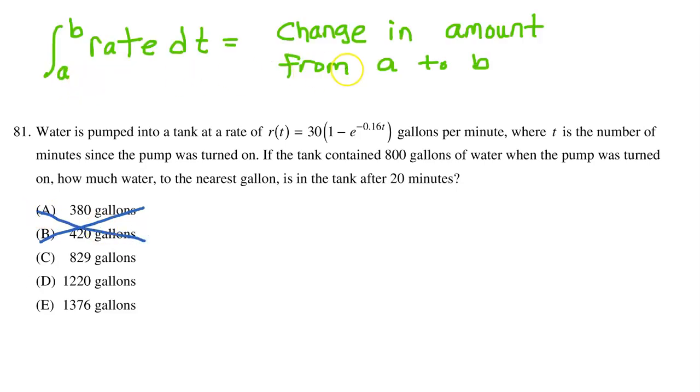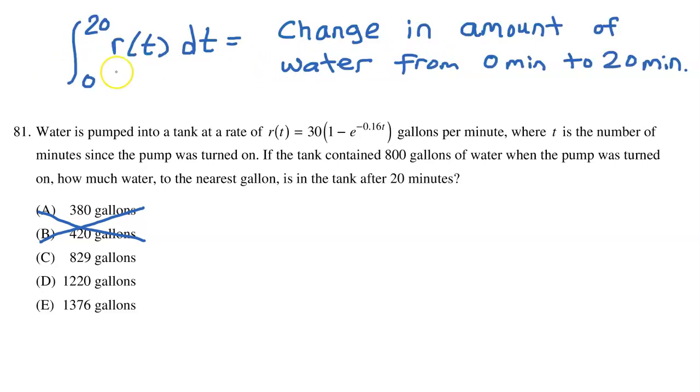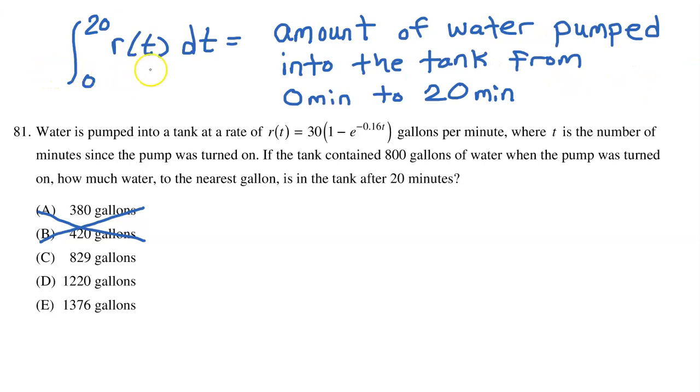Here is the key concept that I want you to memorize. The integral of a rate from A to B will always be the change in the amount from A to B. Again, remember, the integral of a rate is equal to the change in the amount. So, since R of t is the rate at which water is being pumped into the tank, the integral of this rate from 0 to 20 will be the change in the amount of water in the tank from 0 minutes to 20 minutes.